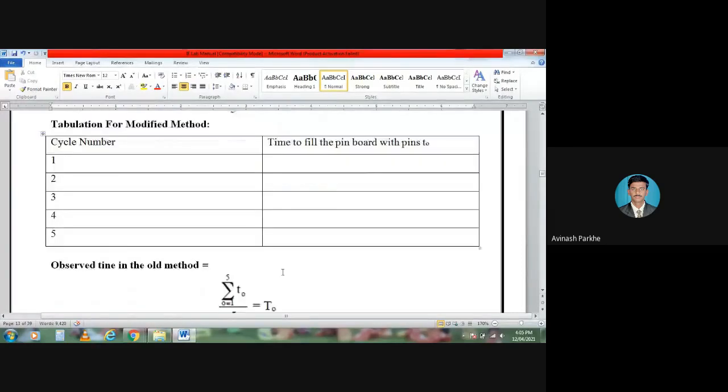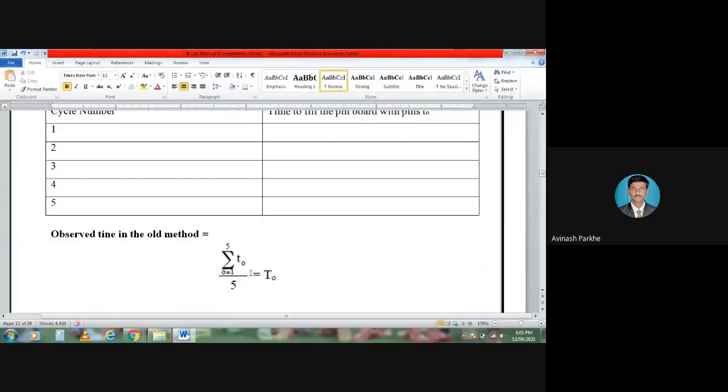And by using the same formula, you have to take the average: 35 plus 34 plus 36 plus 36 plus 35 divided by 5. You will get one average time, and that average time represents the time required to complete the same task by using both hands.